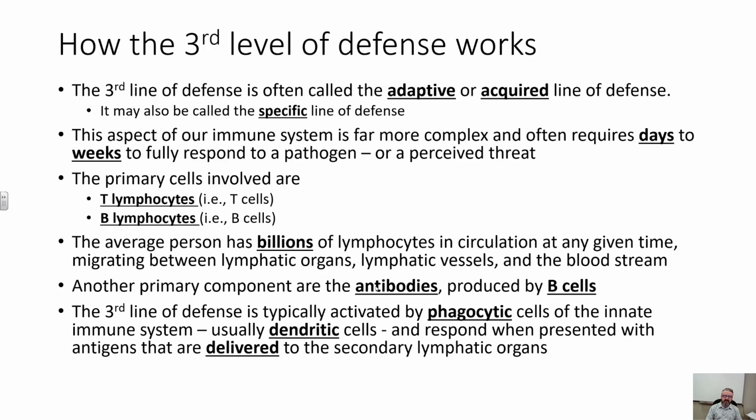The third line is usually activated by phagocytes, which are part of the innate immune system, really more of the second line. So it's not always the case, but generally speaking, what will happen is a second line cell, like a dendritic cell, will pick up on the presence of a microbe and then use the activation from the dendritic cell to go on and activate a T or B cell, which then turns on the third line of defense. And that's one of the reasons why there's a delay.